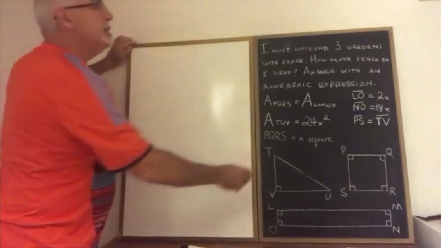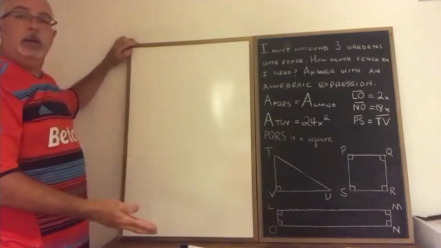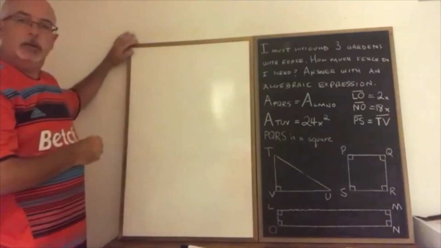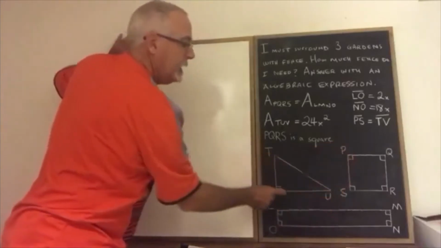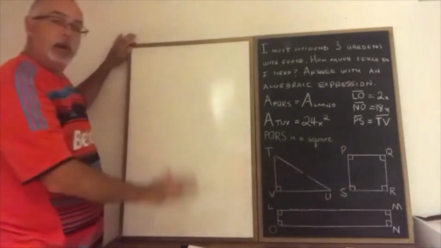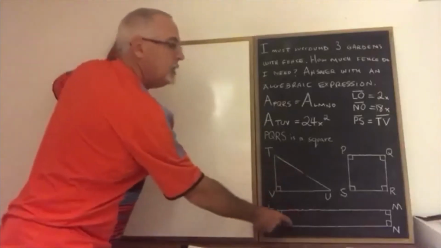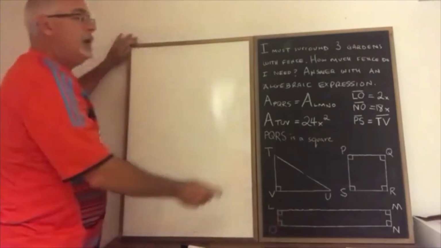Our situation is that I must surround 3 gardens with fence. How much fence do I need? Answer with an algebraic expression. I have diagrams of the 3 gardens. TUV is clearly a right triangle. There's enough information in the diagram to know that. LMNO is a rectangle. Again, there's enough information from the diagram to know that.